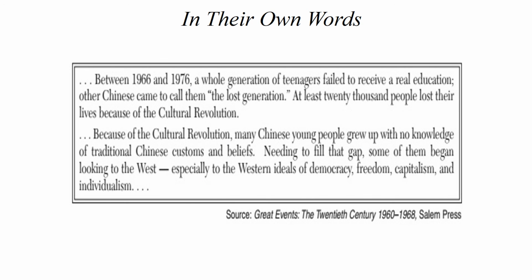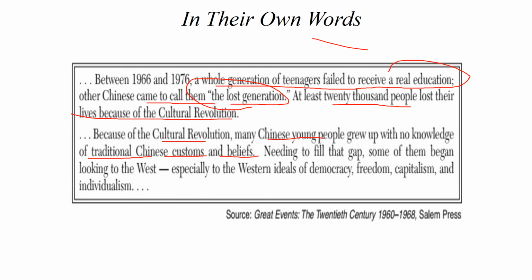In their own words, we've got here between 1966 and 1976, a whole generation of teenagers failed to receive real education. Other Chinese came to call them the last generation. At least 20,000 people lost their lives. It's way more than that. Because of the Cultural Revolution, many Chinese people grew up with no knowledge of traditional Chinese customs and beliefs. Needing to fill that gap, some of them began looking to the West, especially to the Western ideals of democracy, freedom, capitalism, and individualism. And that again has a particular point of view. We'll see the effects of it.